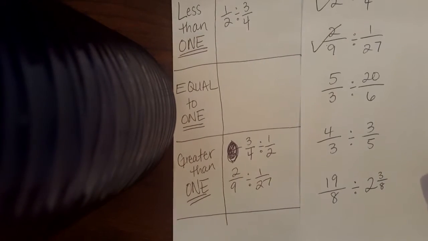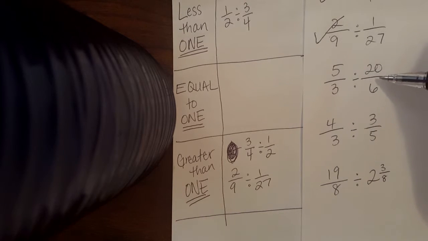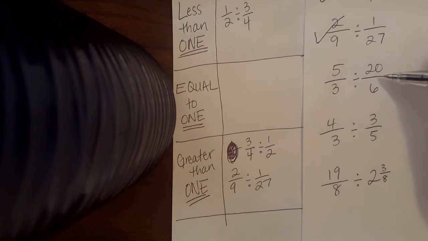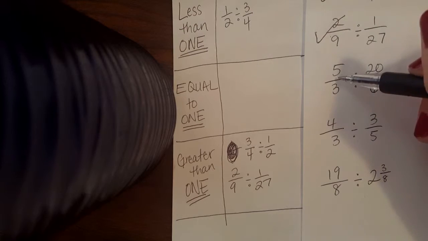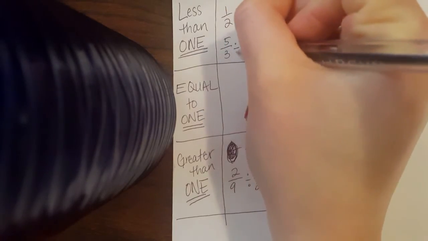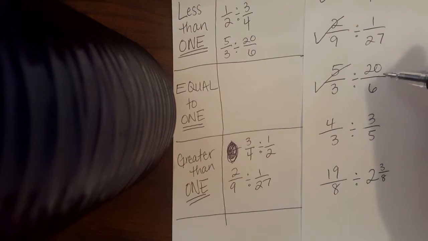Let's keep moving. All right, so 5/3 divided by 26. This one's a little tricky because these are both improper fractions, but let me think about this. 5/3 is 1 2/3, or like 1 and something. And 26 is 3 and something. So here I know that the divisor is greater than the dividend, so that means less than one of these is going to go over here. So I know that one fits here. 5/3 divided by 26 goes in the less than 1 category because the divisor is greater than the dividend.